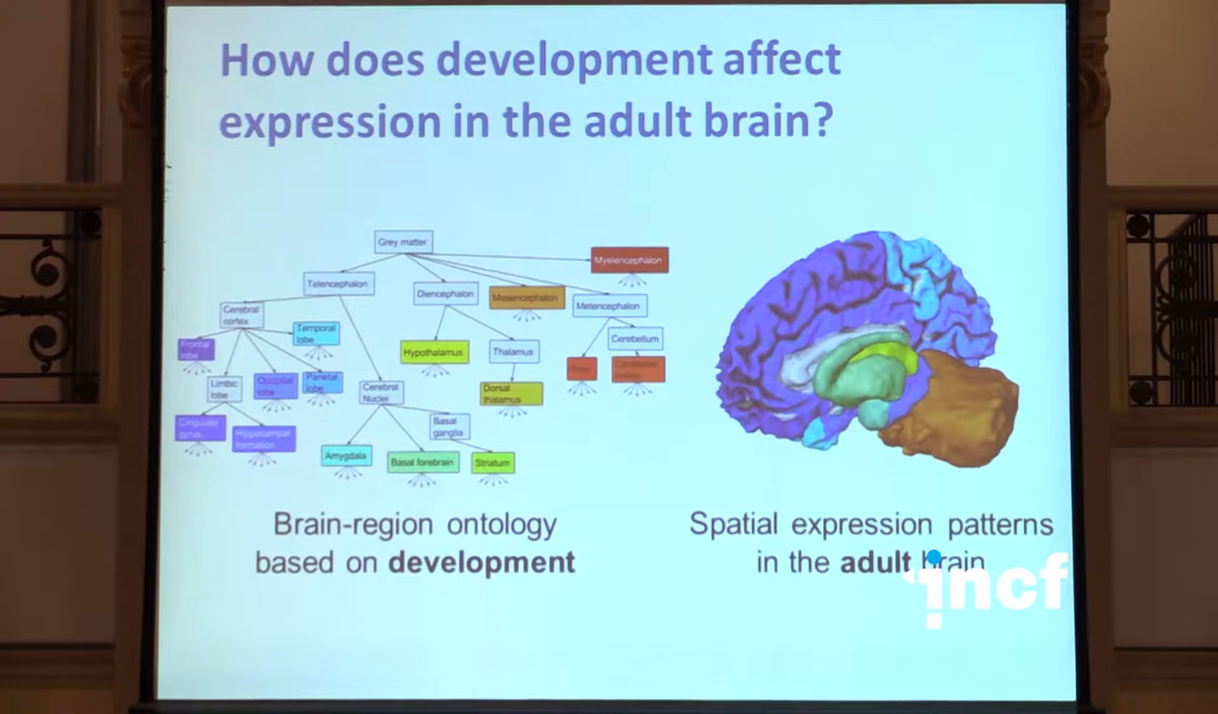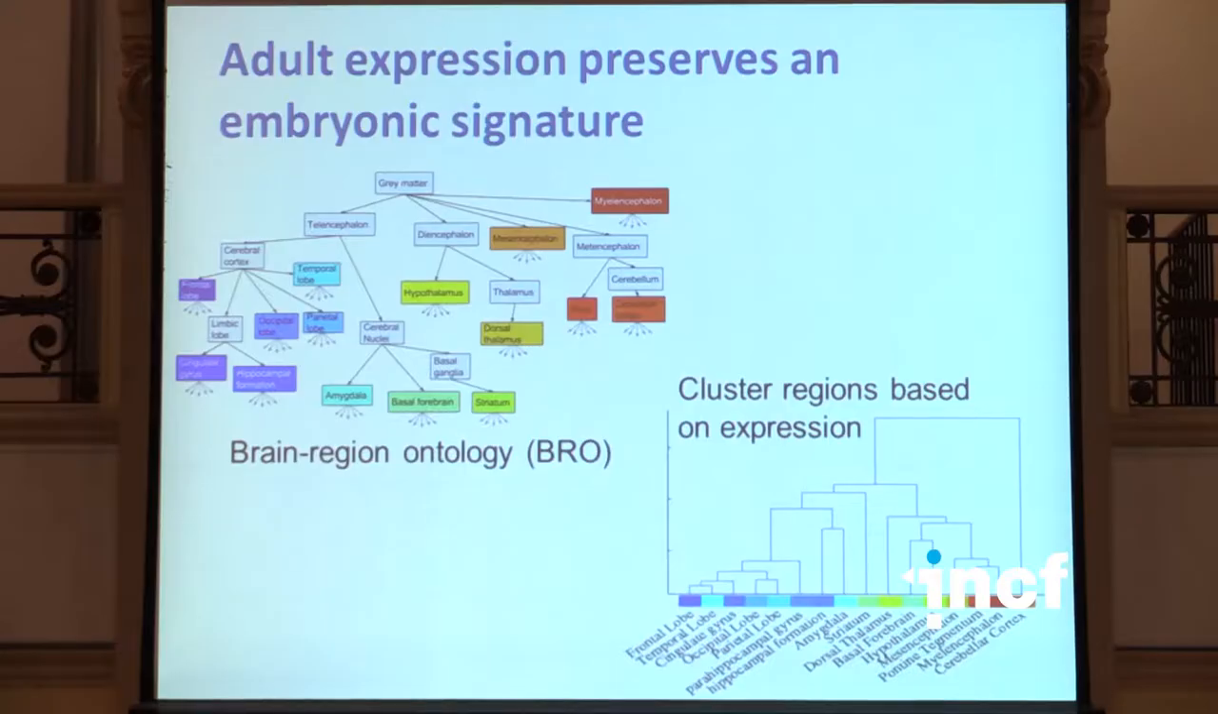So when we come to analyze this data, the first thing you could do is to look at what regions have similar expression profile. And one way to do that is just to take all regions and cluster them based on their expression similarity. And when you do that, you get that this hierarchical structure from the clustering actually corresponds and is closely related to the ontology structure. For instance, you have front areas here, hind areas here.